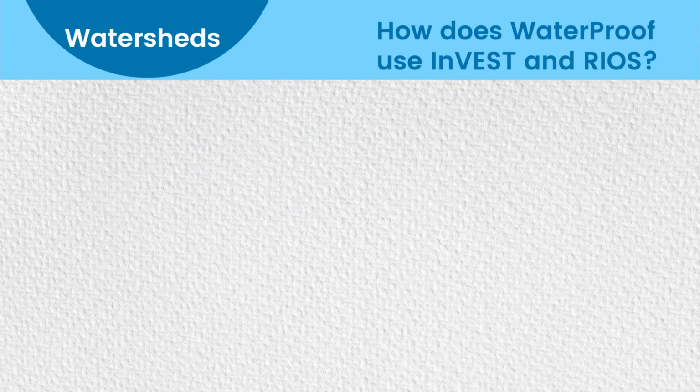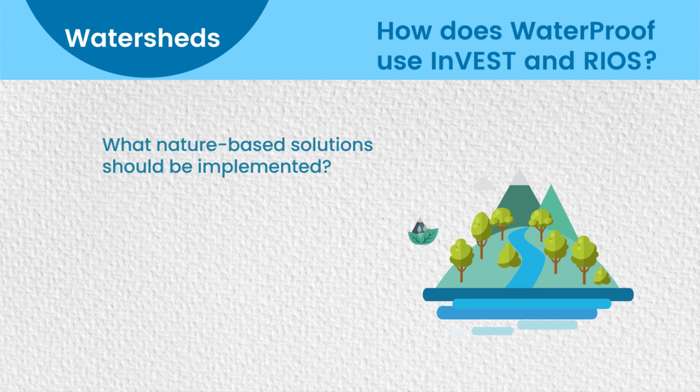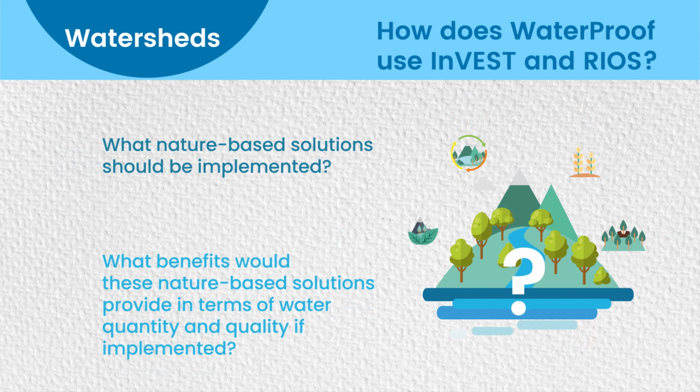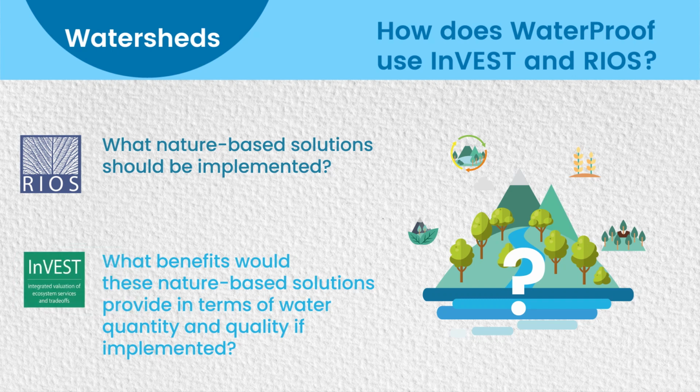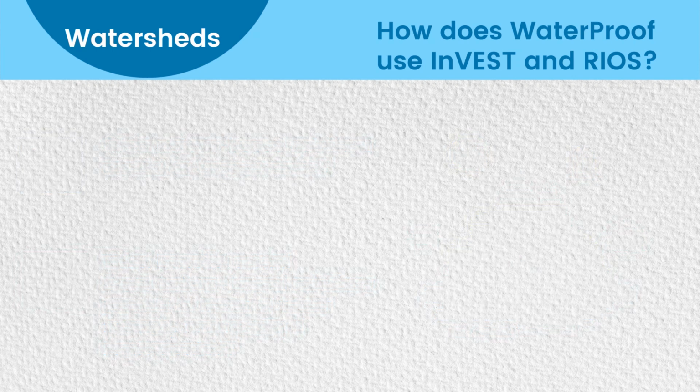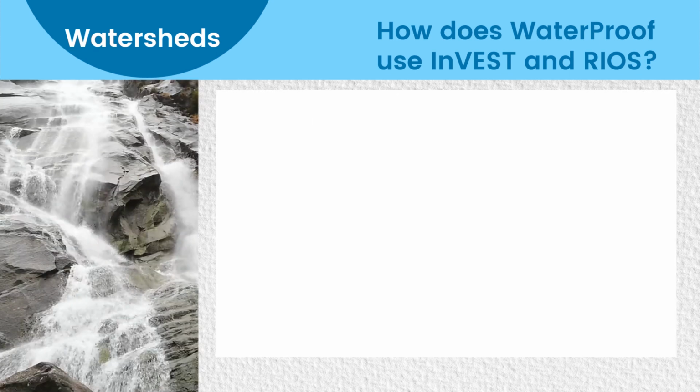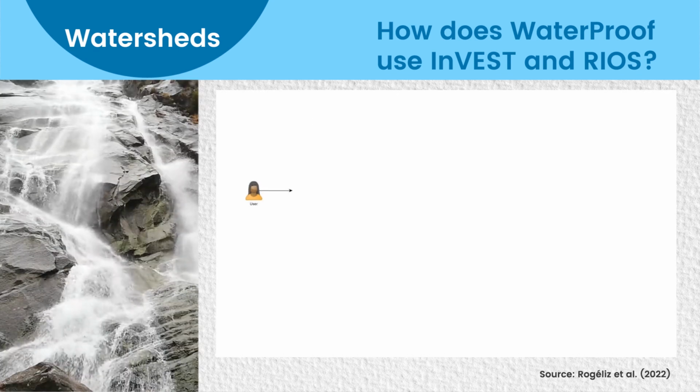Waterproof uses Rios and Invest to answer the questions of what nature-based solutions should be implemented and what benefits would these nature-based solutions provide in terms of water quantity and quality. With Rios, Waterproof addresses the first question, while with Invest, it addresses the second. The following diagram presents the conceptualized analysis flow for Waterproof.